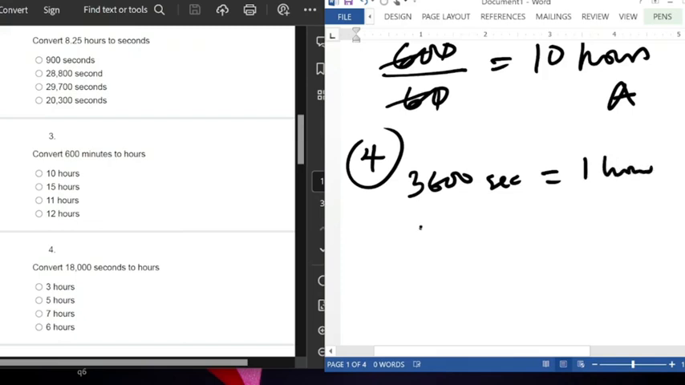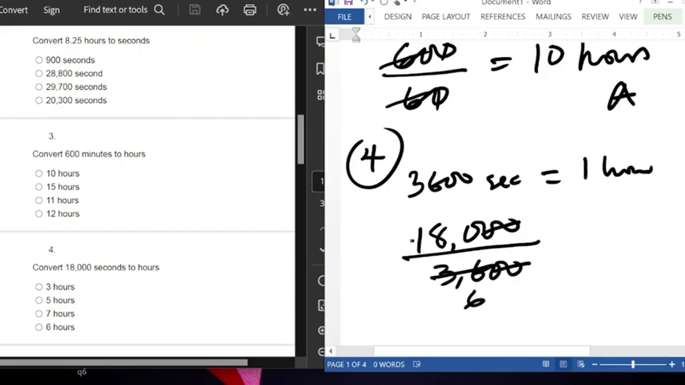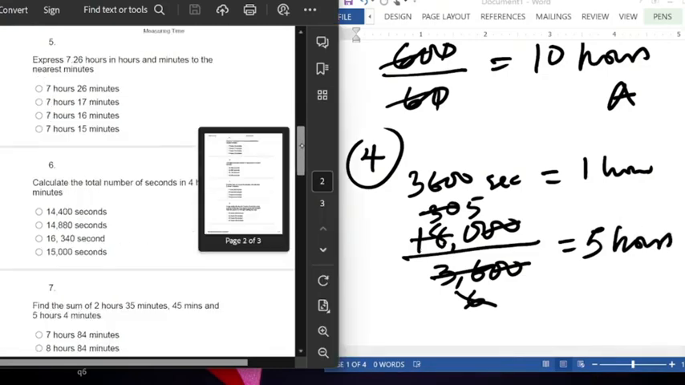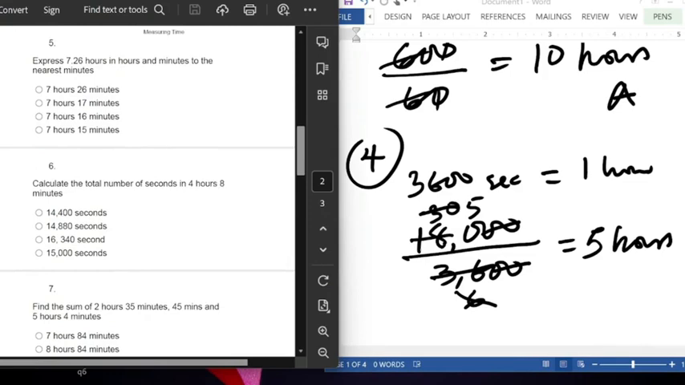Right. So we now have 18,000 seconds. What we're going to do is divide it by 3,600. This 0 cancels this 0. Right. So we now check this. 6 can go here, 6. 6 can go here, that is 30. 6 here, 1. 6 here, 5. So that's going to give us 5 hours. Okay.